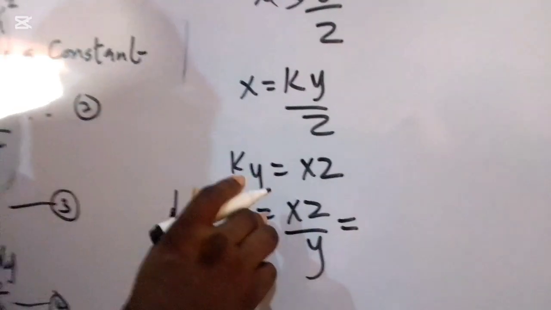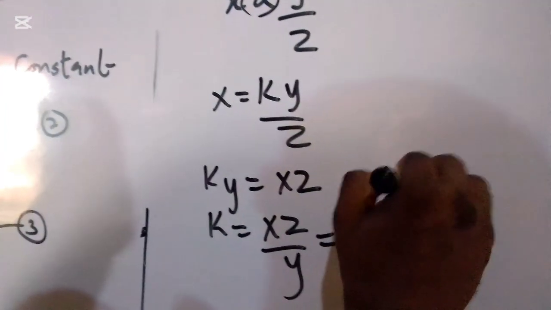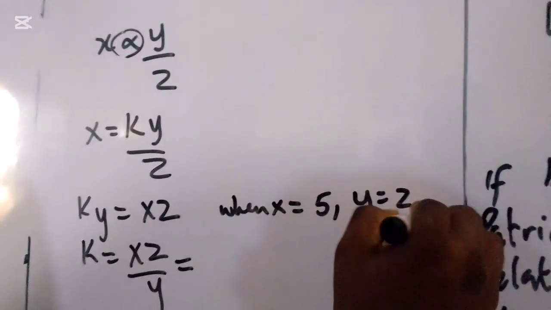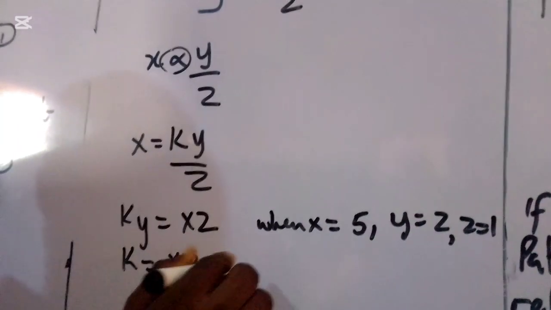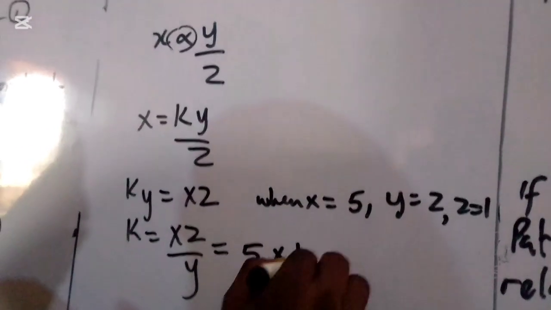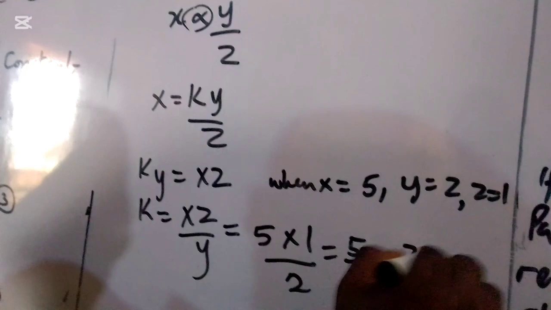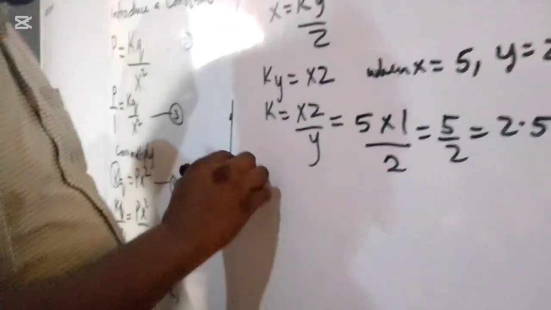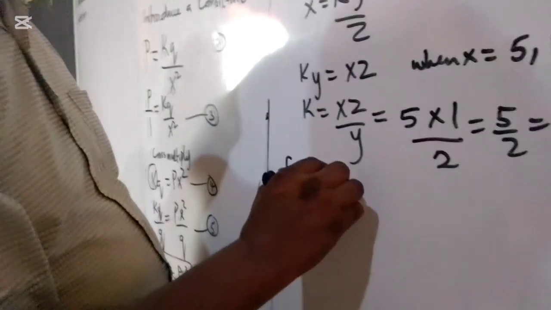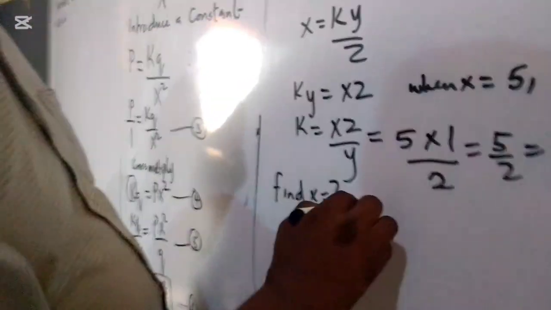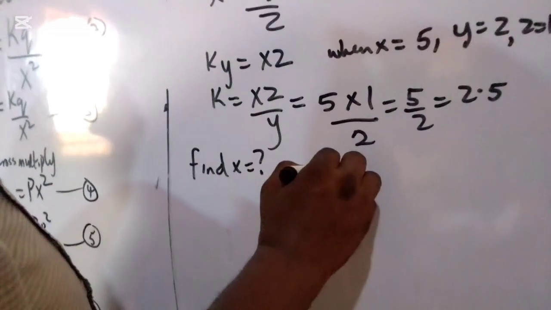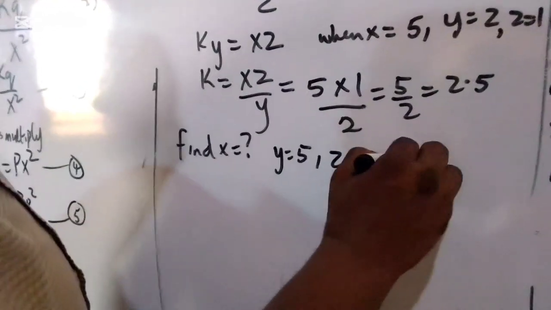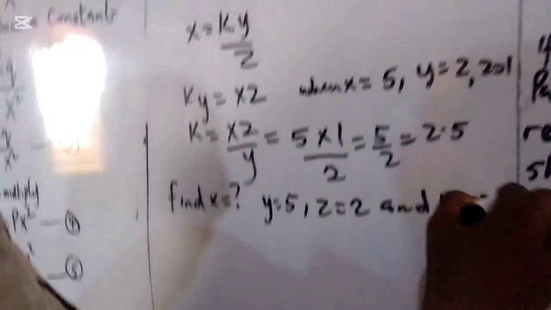Now, what is my x at the first instance? When x is 5, y is 2, z is 1. Let me apply it here. So I will say my k is 5 times 1 all over 2. That gives me 5 over 2. That makes it 2.5. So the question now says, what is x? I should find x. My x is question mark when my y equals 5, my z equals 2, and my k equals 2.5.